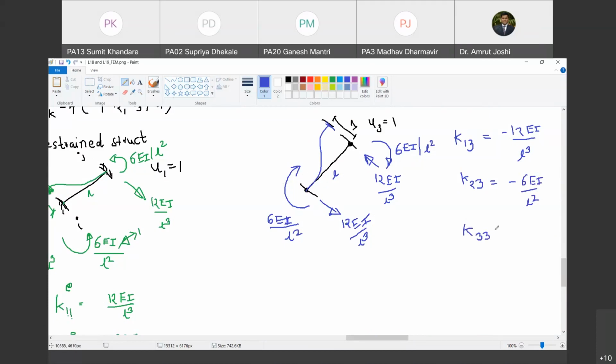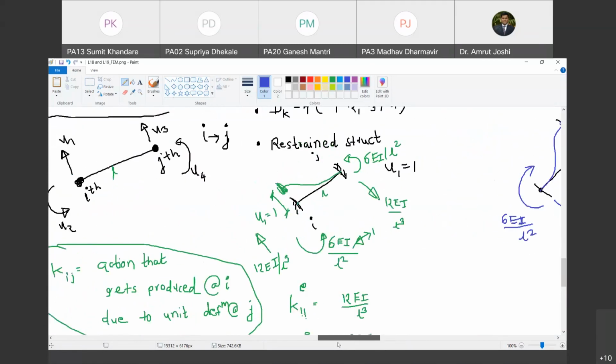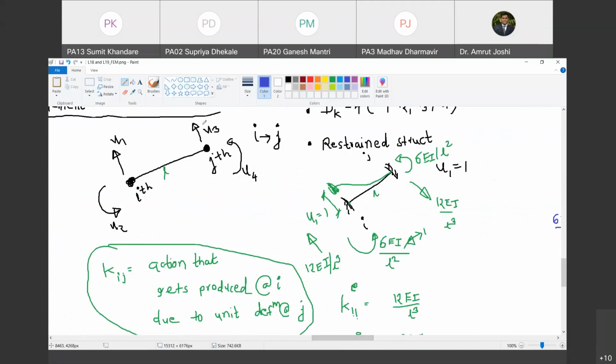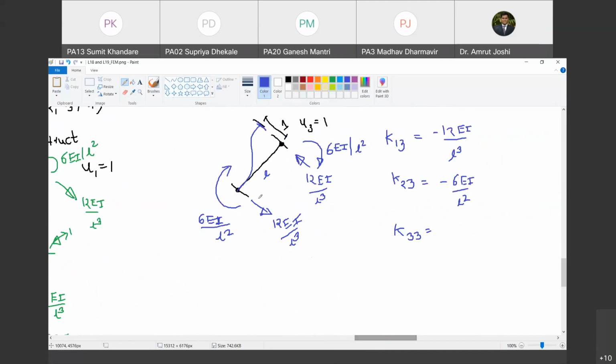Now let us look at K33. What is K33? Action that requires to be produced at 3 to have unit deformation at 3. What is 3? 3 is translation. Translation के corresponding action कौन सा है? Force. Force that is required to be produced at 3 to have unit deformation at 3 is 12 EI by L cube. Are you with me? Yes, sir.